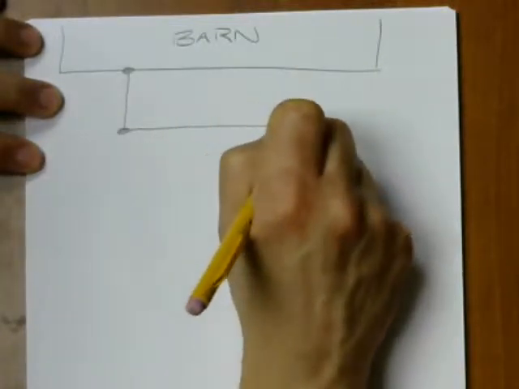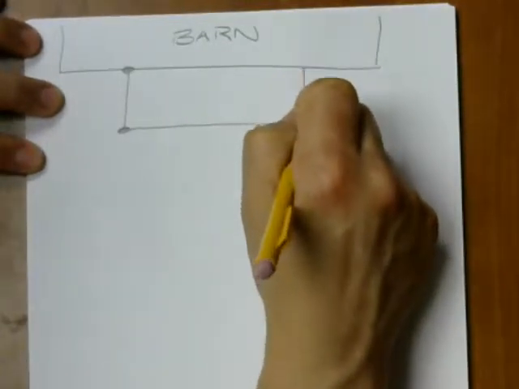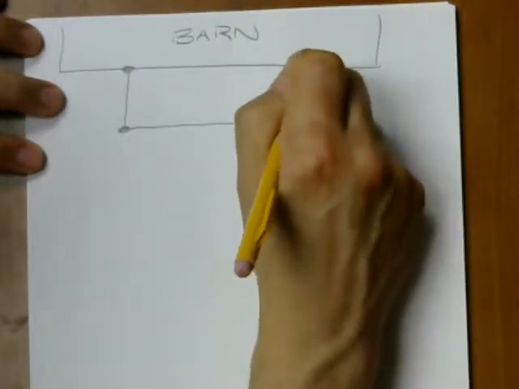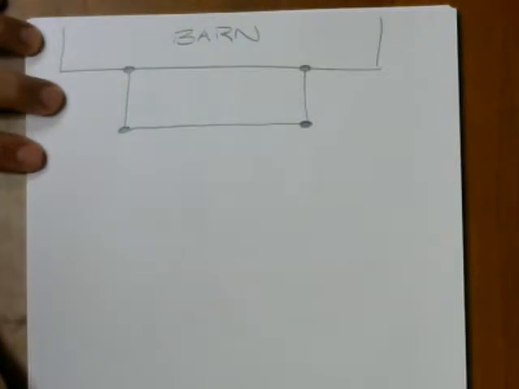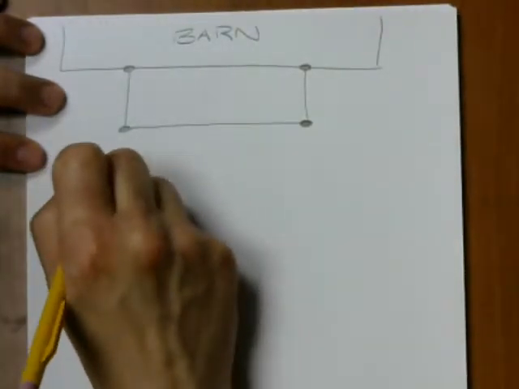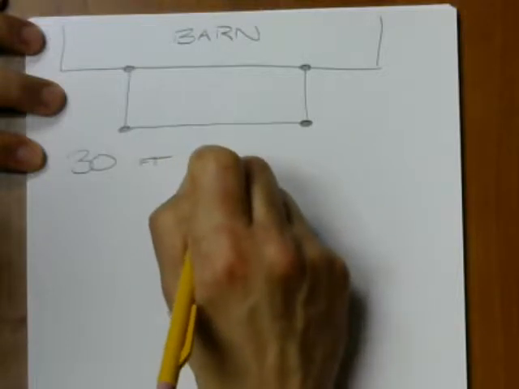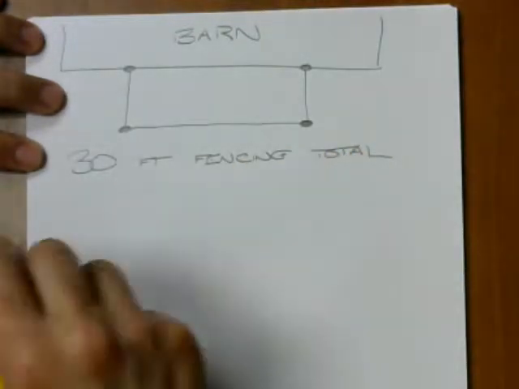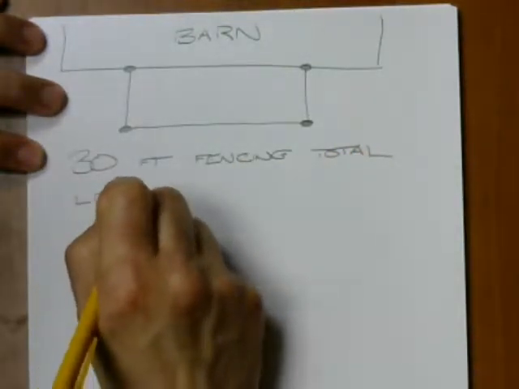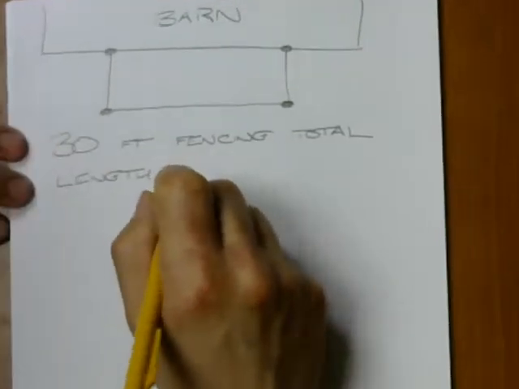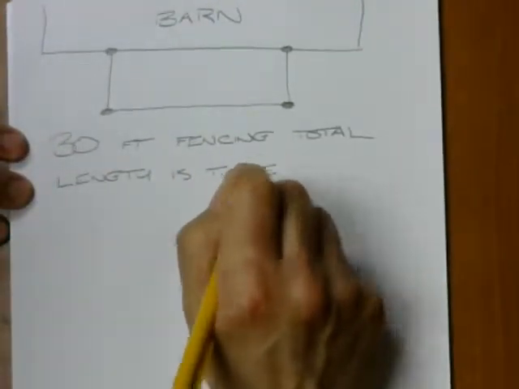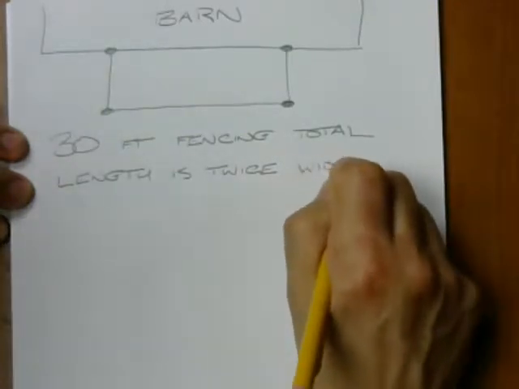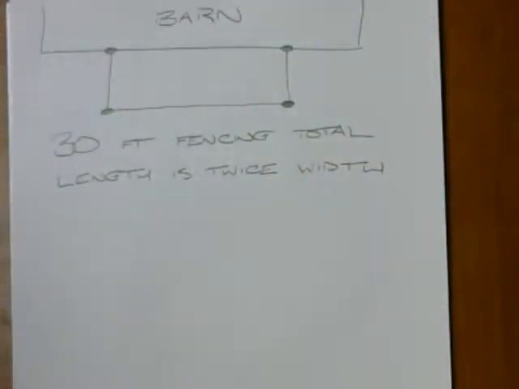So we want to make our pen up against the barn. So we only have to use 3 pieces of fence. That'll help save us some money. So let's say we have 30 feet of fencing total. And let's say the length is twice the width. So we have 30 feet of total fencing, and we have a length that's equal to twice the width.